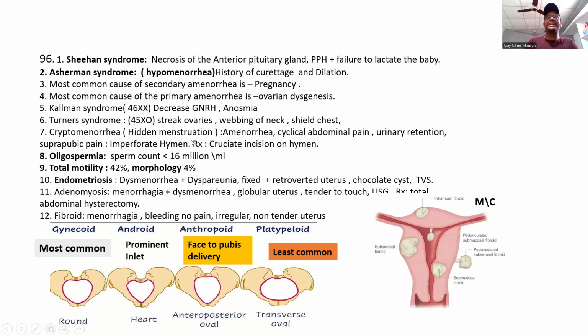Cryptomenorrhea is a hidden menstruation. This is a cyclical abdominal pain. And also oligospermia, sperm count less than 16. This is the new one. And the total motility must be 42%, and the morphology must be 4%.